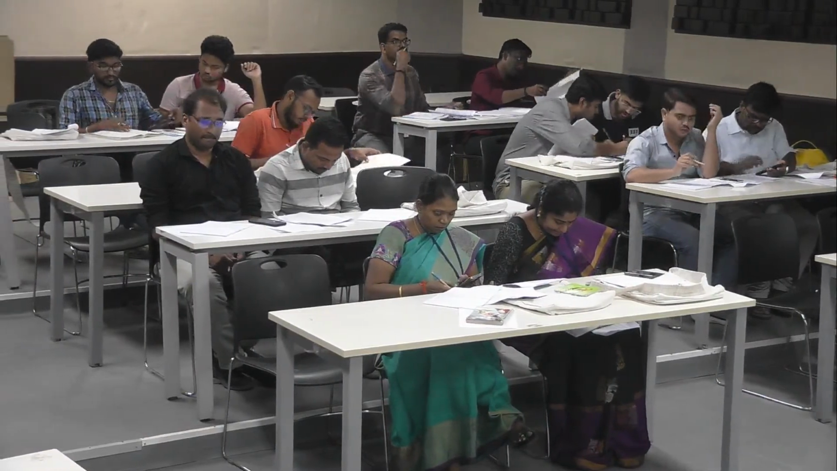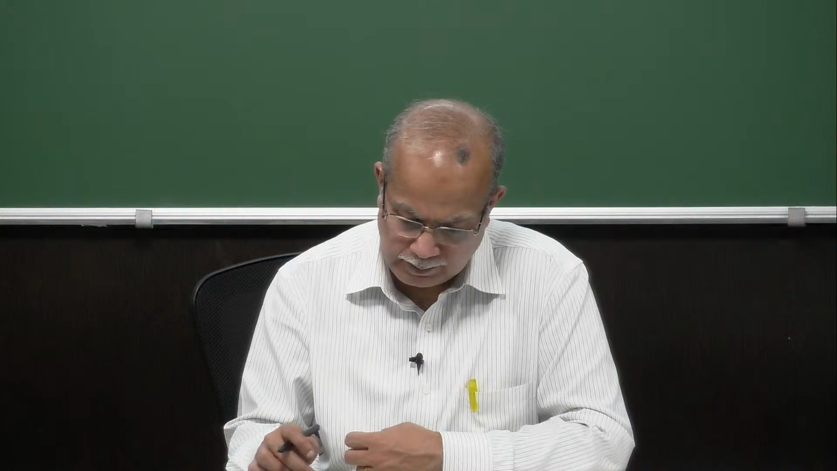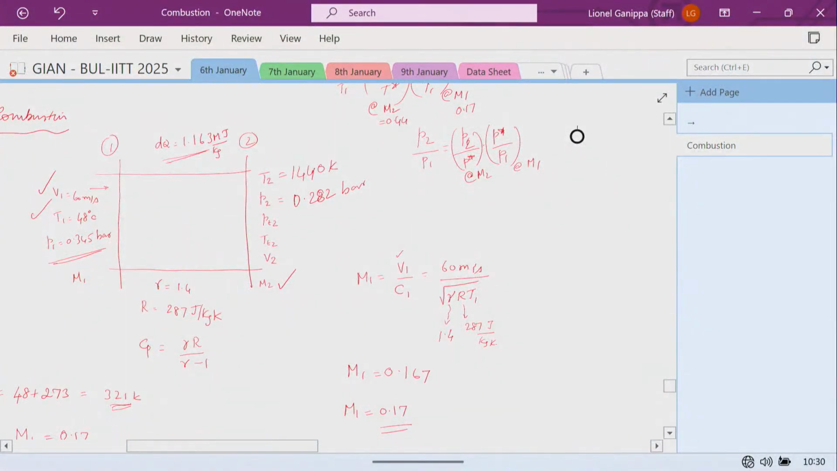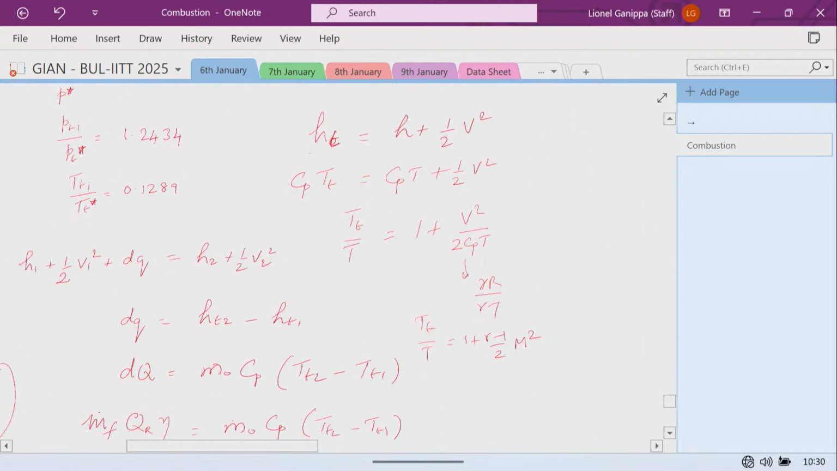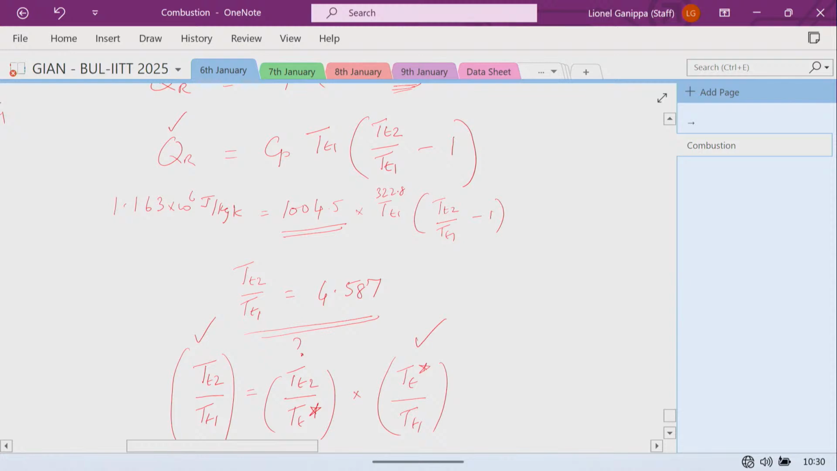What is the value for PT2? TT2 you could have already calculated because you found the value for T2 by T1 already as 4.587.